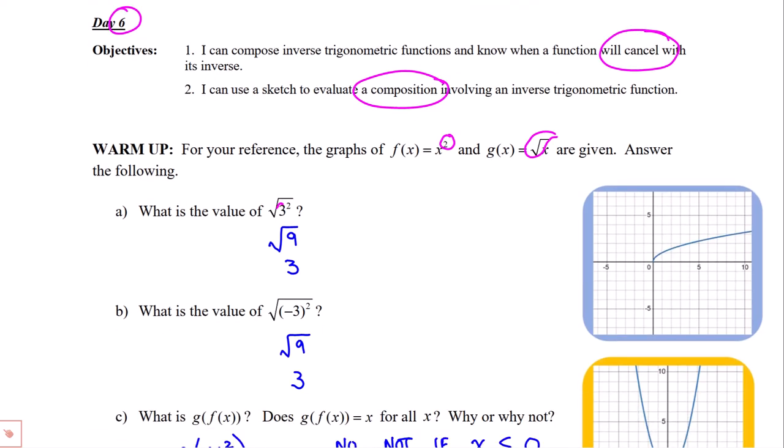If I take 3 and I square it, I get 9. And then if I square root it, I get 3. So yes, I start with 3 and I end with 3. But if I take negative 3 and square it, I get 9. And the square root function of 9 only gives me 3. The square root function gives me one answer. And this time I start with negative 3 and end up with 3. They did not undo each other.